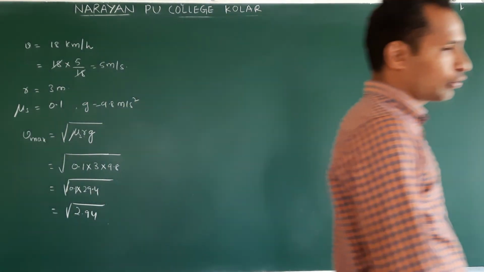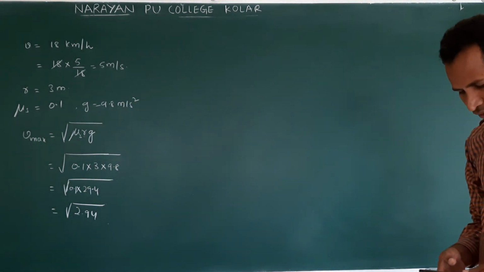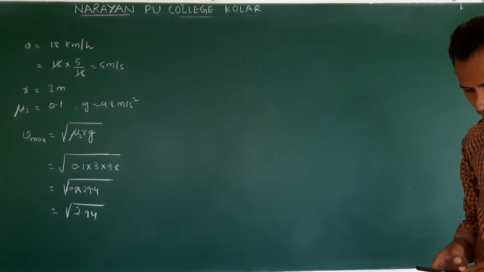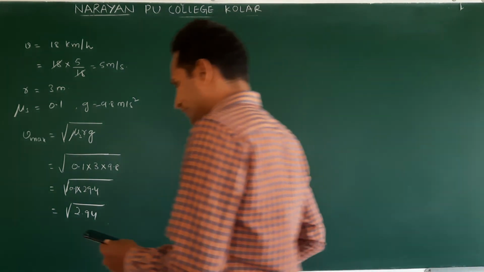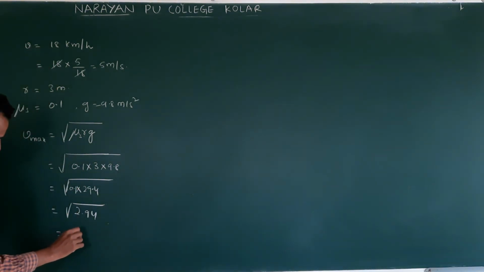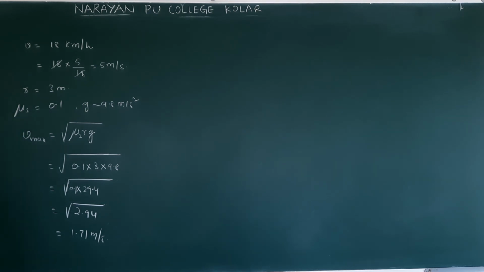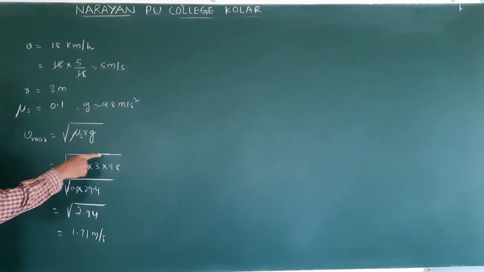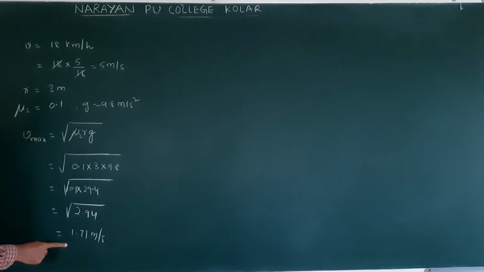So we will calculate now the root of 2.94, which is 1.71 meters per second. So for a given circular road, the coefficient of friction is 0.1, g is 9.8, radius is 3 meters. On that road the maximum speed is 1.71.